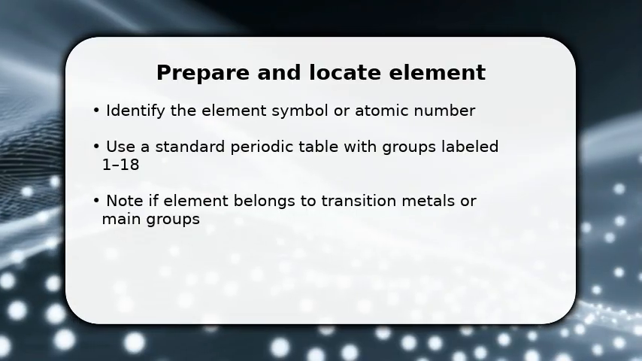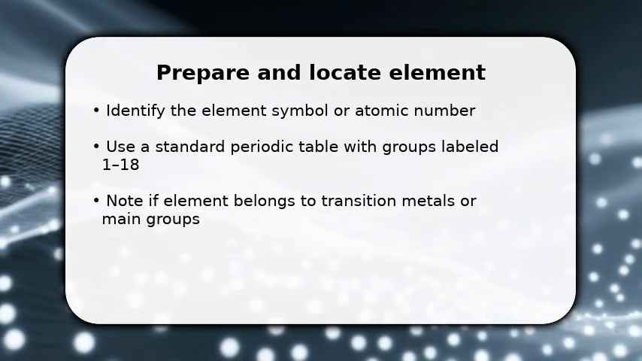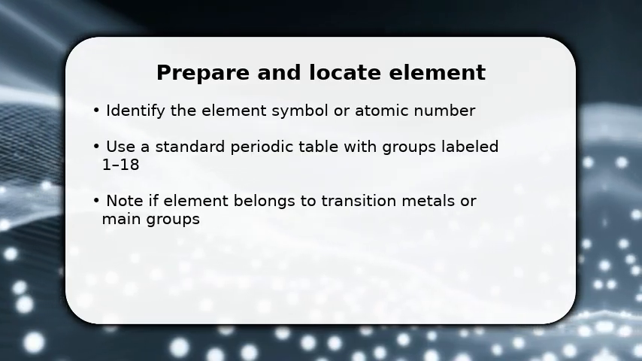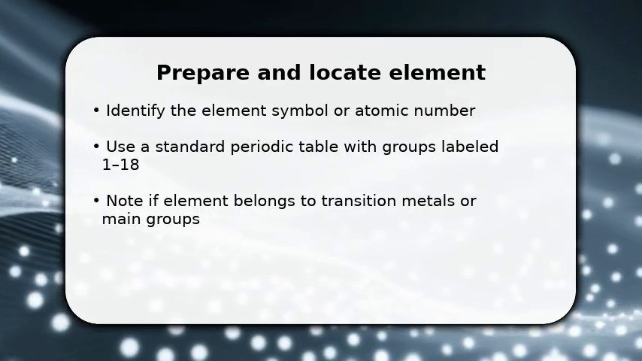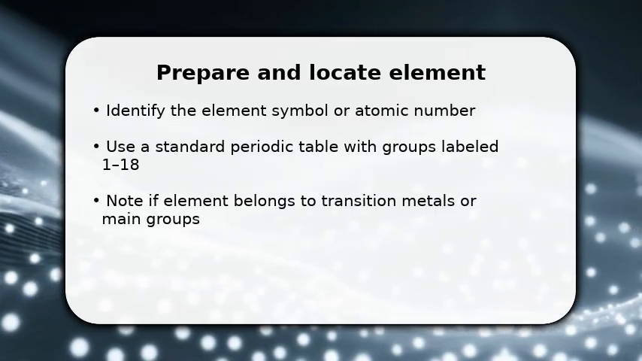You start by confirming the element symbol or its atomic number. That gives you a fixed spot to find. Once you have that, open a periodic table that labels groups 1 through 18 and shows block divisions. Make sure to note whether the element sits in the S, P, D, or F block because that affects counting rules.